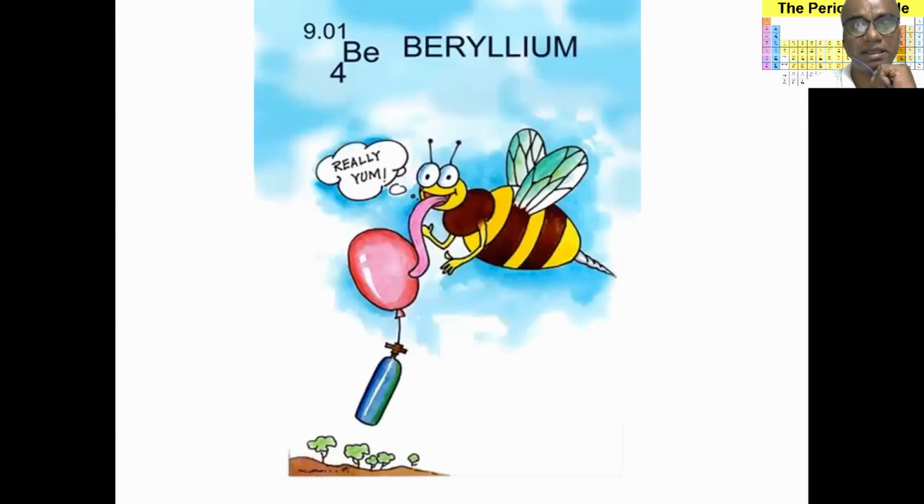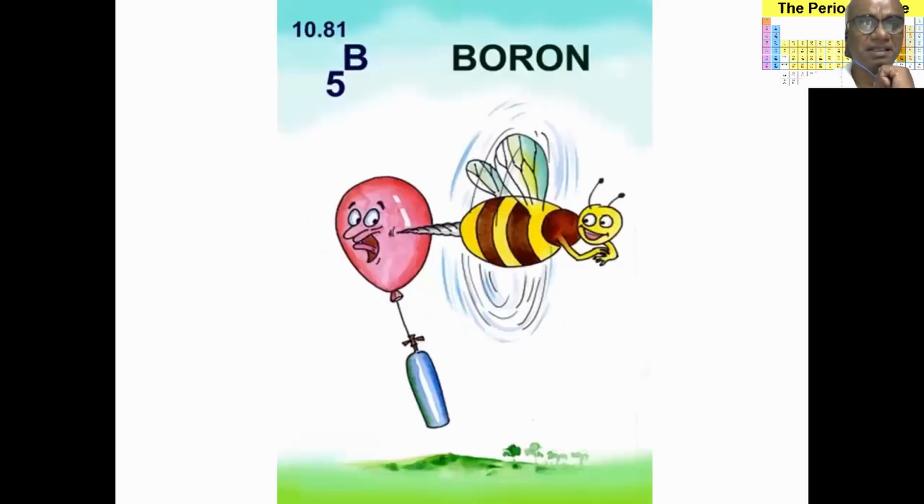Here comes a bee. It is seeing a beautiful pink colored object. It says, it is really yummy. Be really yummy, you can call it beryllium, the fourth element. And the fifth element: the bee started licking. It found that it is only a balloon, not tasty. Got angry and it bores onto the balloon. Bores on. The fifth element is boron.